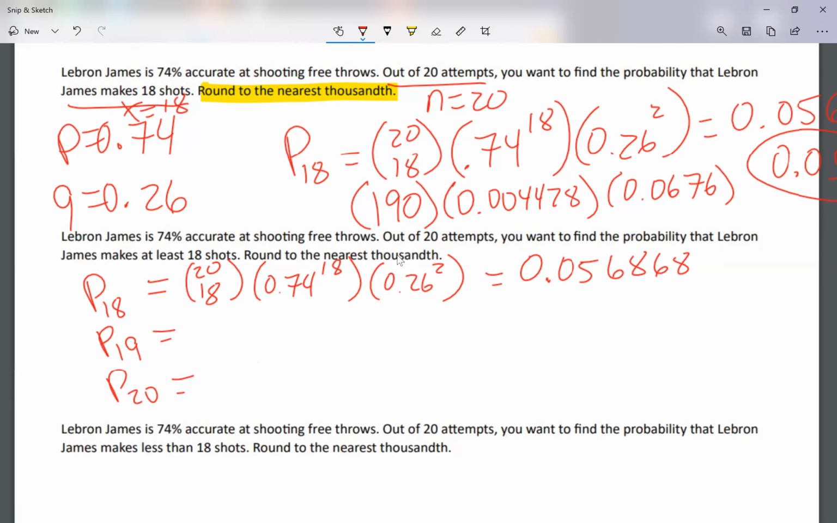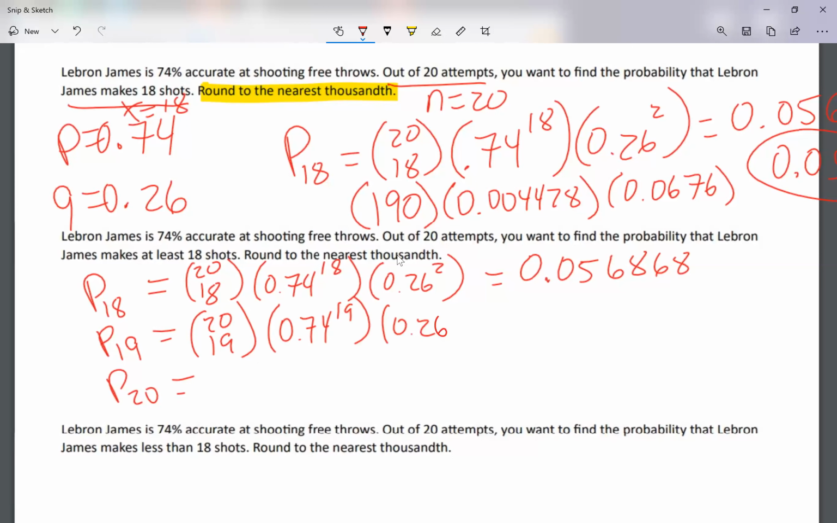Now, what's the probability he makes 19 shots? So I'm doing 20 choose 19. The probability of success is 0.74 to the 19th power, because I want him to succeed 19 times. The probability of failure is 0.26 to the 1 power, because I want him to fail 1 time. So the probability he makes 19 shots is 0.017038.